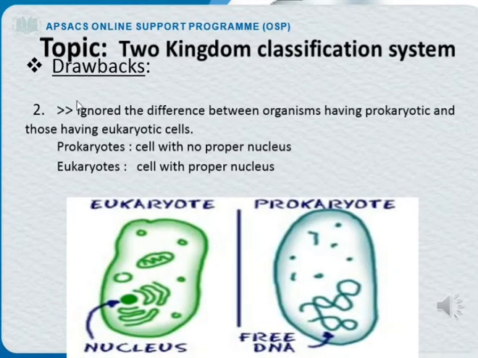And the second biggest drawback was it ignored the differences between organisms having prokaryotic and those having eukaryotic cells. If you remember in chapter number 1, we studied about these types of cells. Prokaryotes are those cells which do not have any proper nucleus, and eukaryote is a cell which has a proper nucleus. As you can see in the picture, eukaryote has a proper nucleus and prokaryotes just have free DNA.